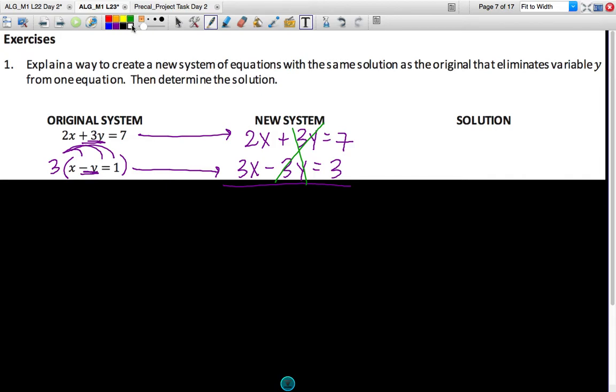Again, I'm going to add 2x and 3x since it's positive. So I'm left with 5x equals 7 plus 3 is 10. Divide by 5 on both sides, x equals 2.